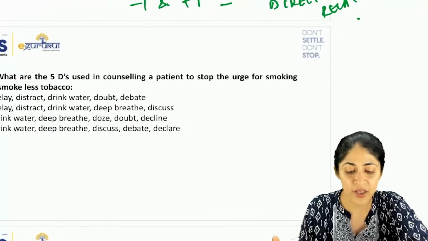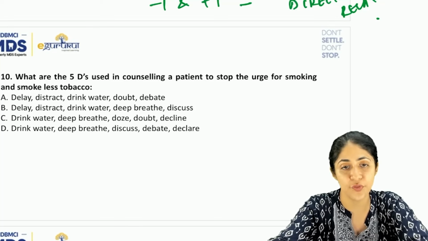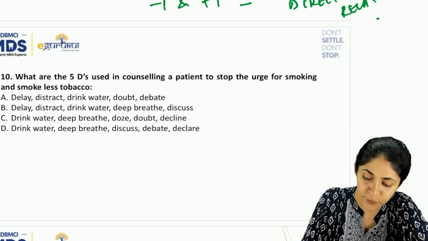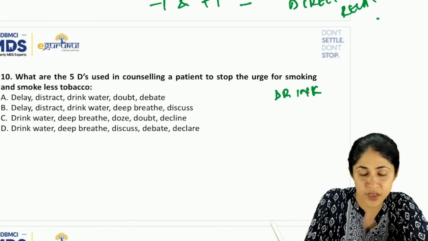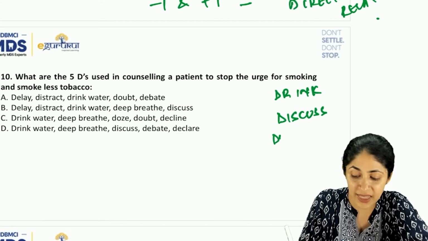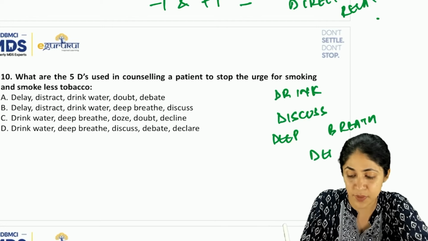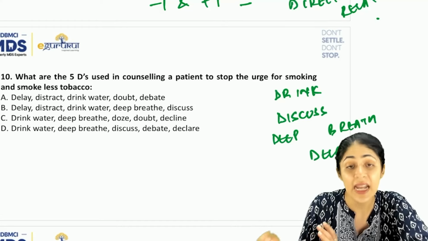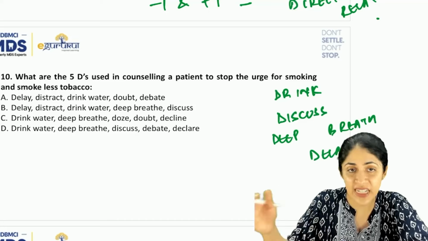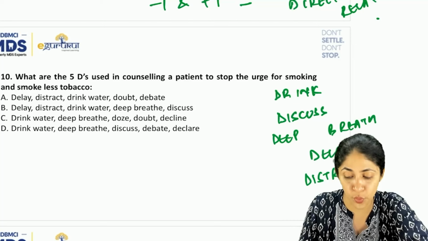Now which are the 5 Ds which are useful in counseling a patient to stop the urge for smoking? The 5 Ds which help you quit tobacco are: first, drink water. Then discuss with people, gain support for yourself. Deep breathe, that always helps when a person suddenly feels the urge to smoke. Delay it, because the dopamine hit or the urge is only for a few seconds, so if you delay it, the urge dies down. And then distract, which also serves the whole purpose.